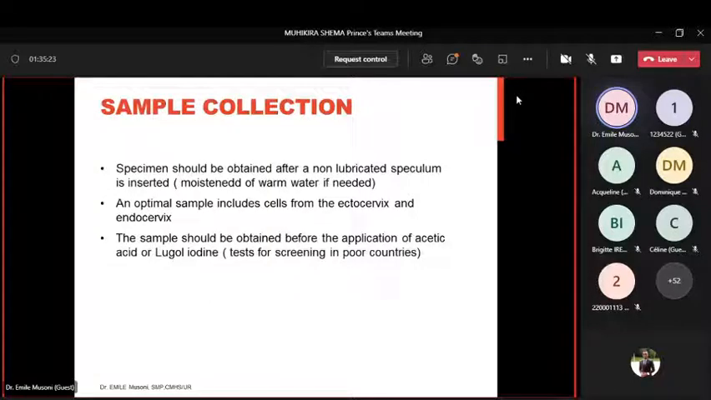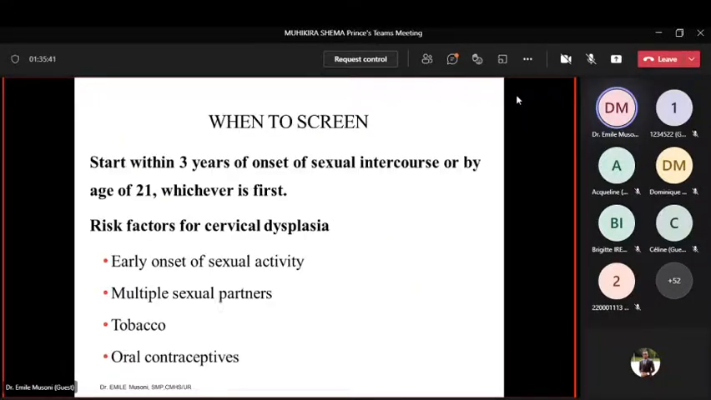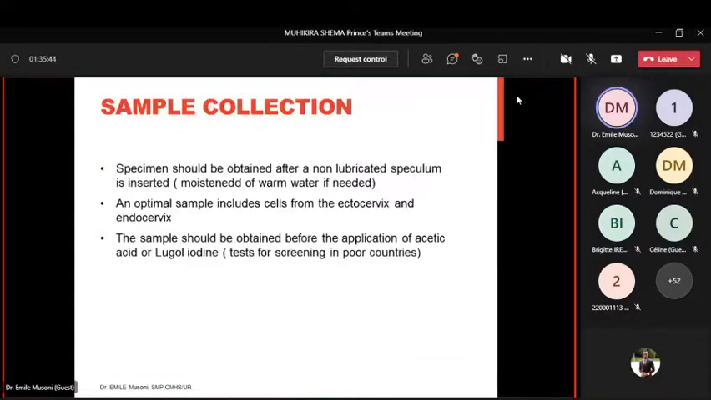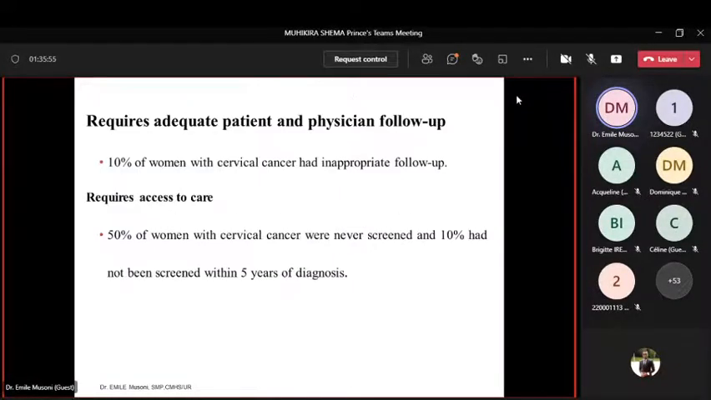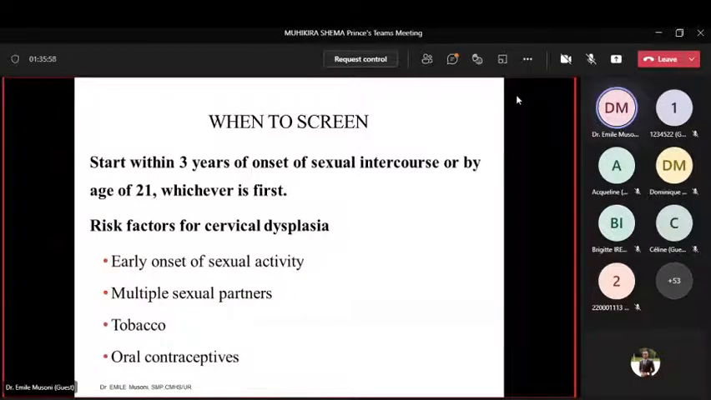In that case, there is an algorithm: you can do the pap smear. When the pap smear is suspicious, then you go for the biopsy. Acetic acid can also be positive in the case of cervicitis, so you can have confusion with malignancy. Acetic acid is preferred in poor or developing countries because it is cheaper than the pap smear. It is even done in health centers and district hospitals for screening of cervical cancer.